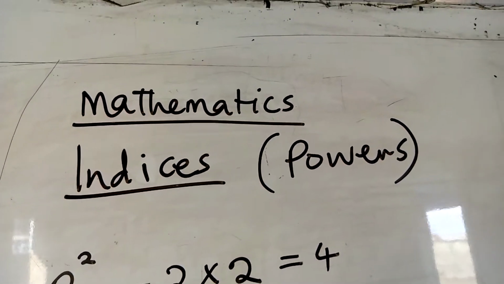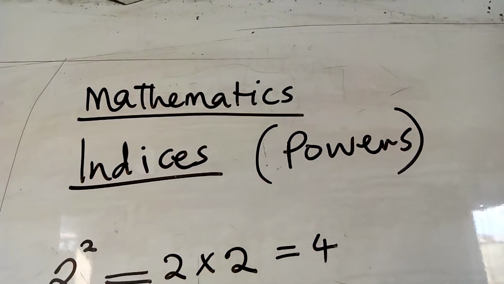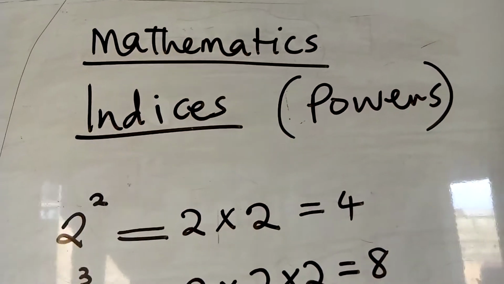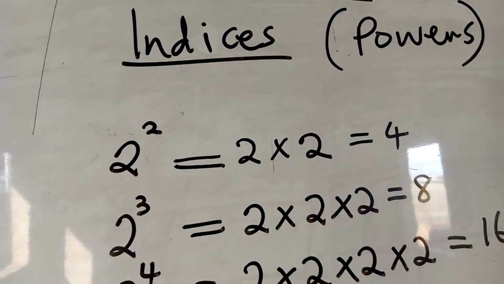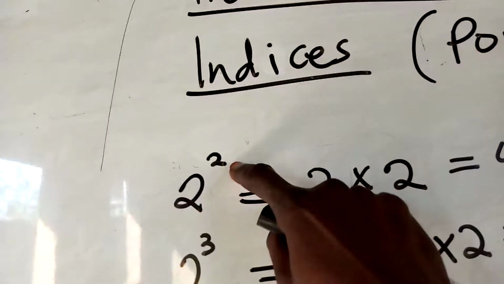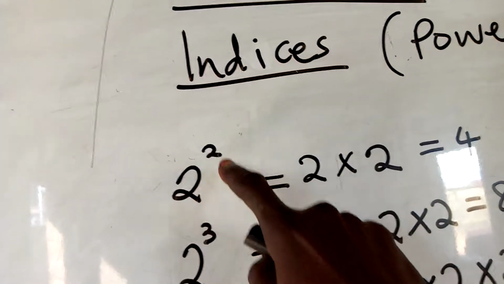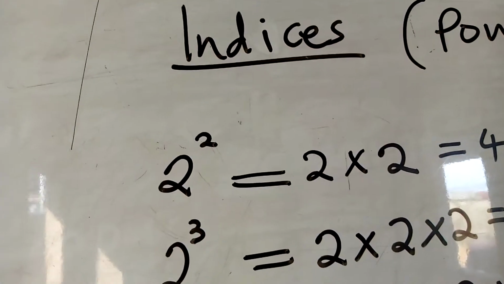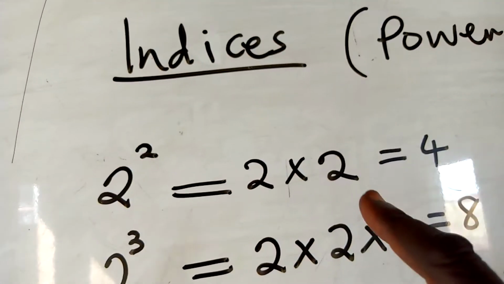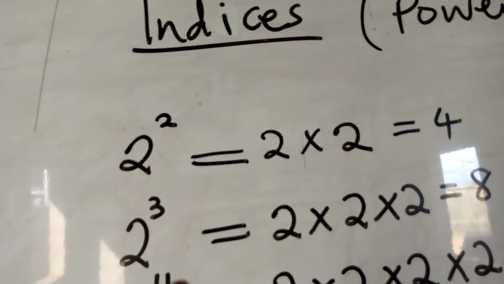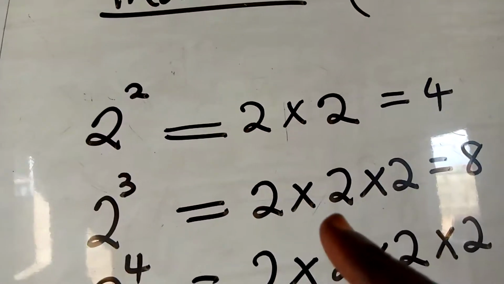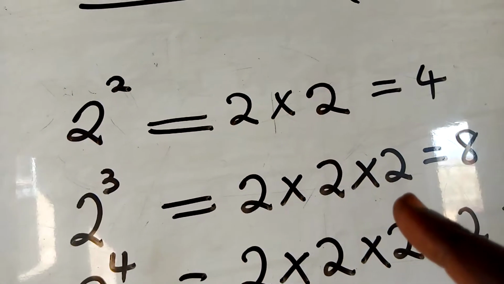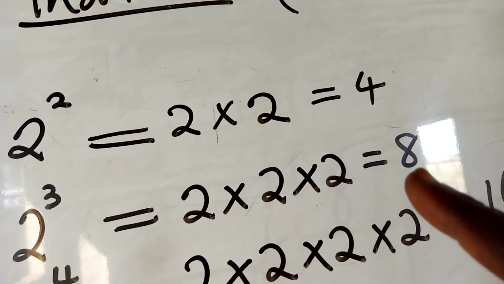Okay, indices. The word indices simply means powers. So we can see these numbers there, 2 raised to power 2. This small 2 is called power. This small 3 is called power. So here we have 2 raised to power 2 gives me 2 times 2, that is 4. 2 raised to power 3 means 2 times 2 times 2, that is in 3 places. It gives me 8.